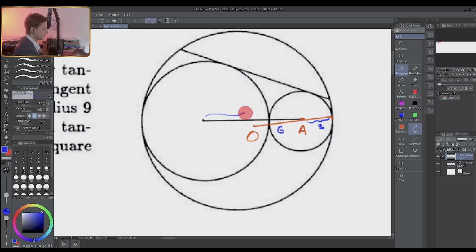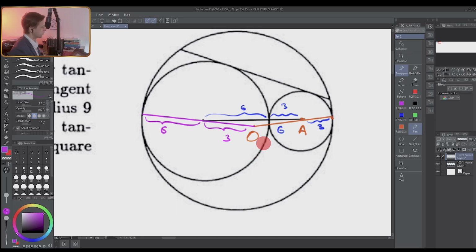By the way, this is 6, this is 3, and this center of a big circle, this center of this circle and the point of tangency also belong to the same line. So let's connect them like this, and let's mark here that this is 6 because it's a radius of this circle, and this one should be 3 therefore because this is 9.